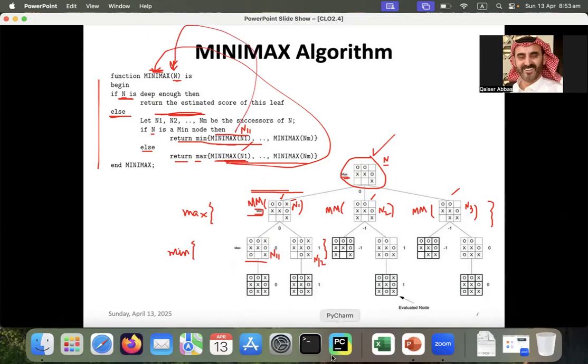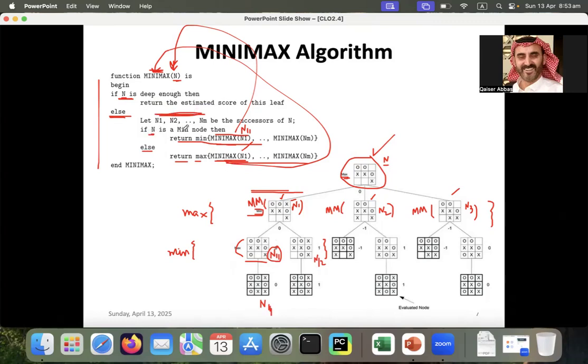So it will call minimax with this value, and then I am checking if N11 is deep enough. No, it is not a terminal node. Then I will come to the else portion. I will calculate the successors. What are the successors? Only one successor, which is this one. I am giving it a new name, N111. So this is the successor.